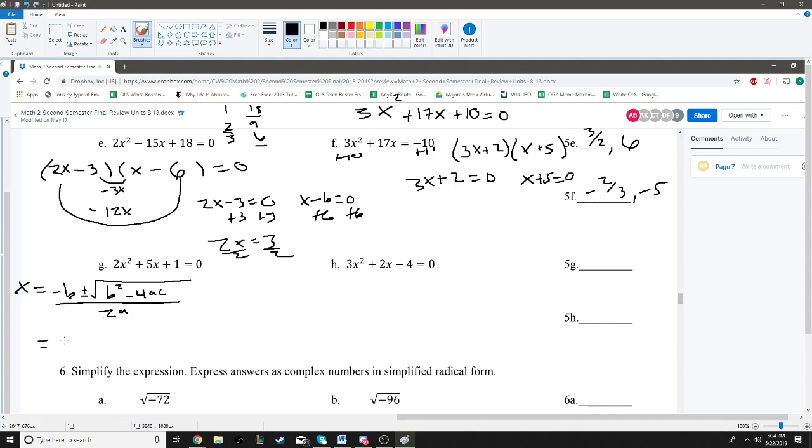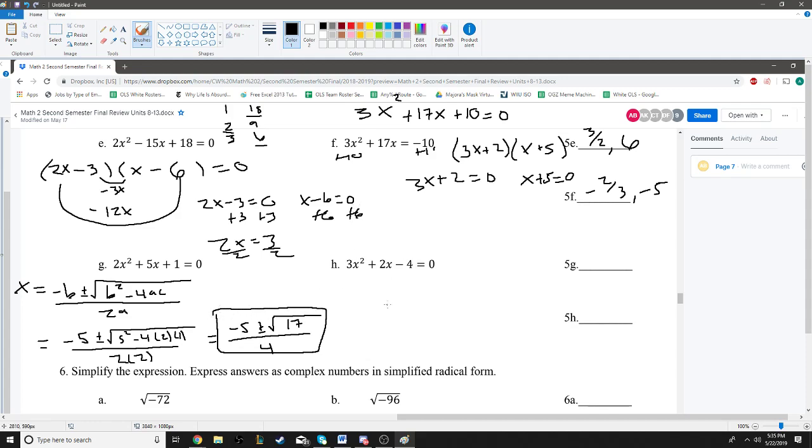So that means this is equal to negative 5 plus or minus the square root of 5 squared minus 4 times 2 times 1, all over 2 times 2. So this is negative 5 plus or minus the square root of 25 minus 8, which is 17, all over 4. And that is going to be our final answer for part G.